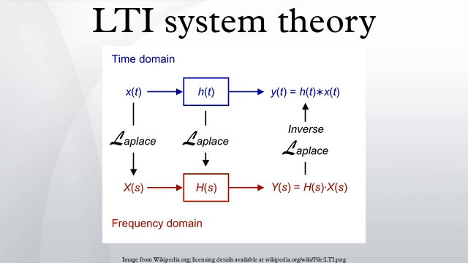Most LTI system concepts are similar between the continuous time and discrete time cases. In image processing, the time variable is replaced with two space variables, and the notion of time invariance is replaced by two-dimensional shift invariance.